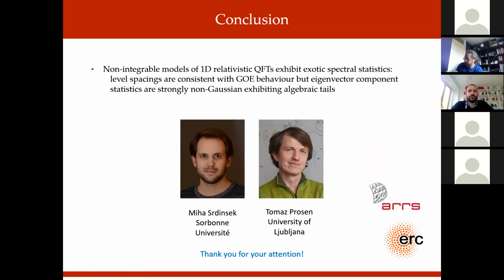I would say that the main finding is that we studied, using a numerical truncation technique, a range of one-dimensional relativistic quantum field theories, and checked the spectral statistics of not only level spacings, but also the eigenvectors. And what we found is that despite the fact that level spacings are consistent with the GOE predictions, the eigenvector components are markedly different from Gaussianity and exhibit slowly decaying tails, which suggests that there would be problems with ETH and thermalization. And this is one of the questions that we would be interested in studying in the future.